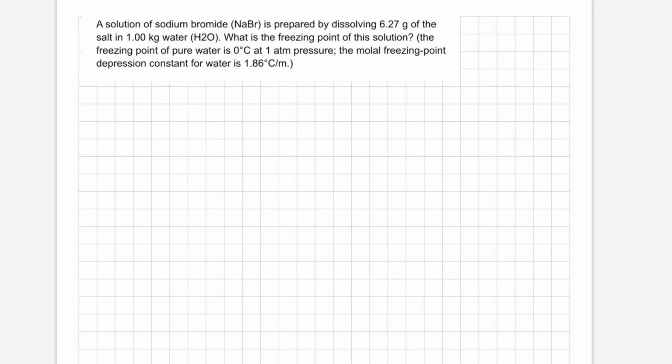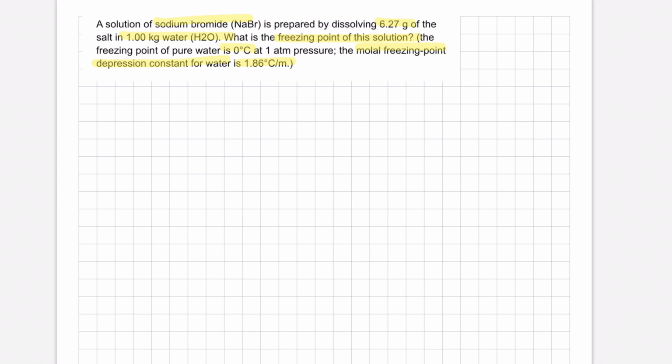Let's go over this question together. A solution of sodium bromide, NaBr, is prepared by dissolving 6.27 grams of the salt in 1 kilogram of water, H2O. What is the freezing point of the solution? Knowing that the freezing point of pure water is 0 degrees Celsius at 1 atmosphere pressure, and the molal freezing point depression constant for water is 1.86 degrees Celsius per molar.